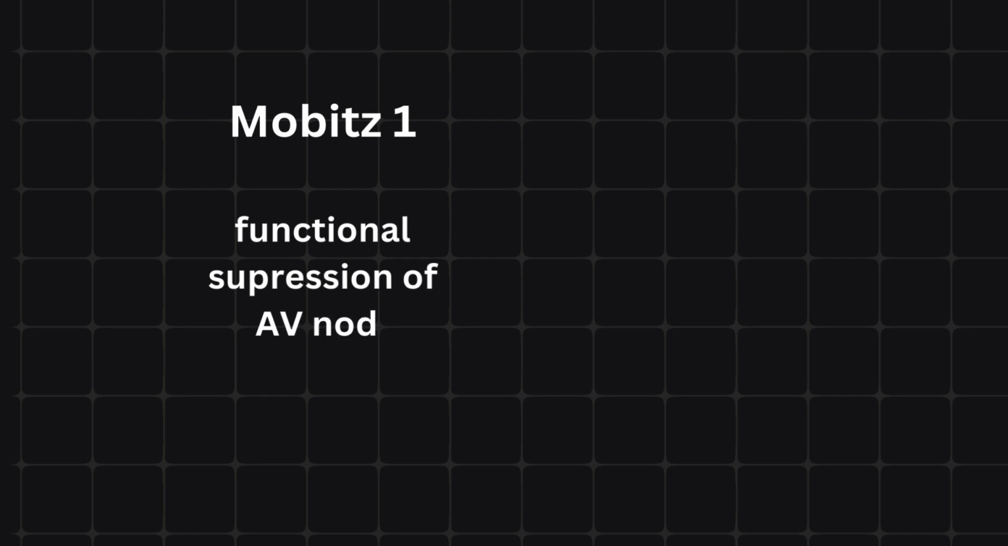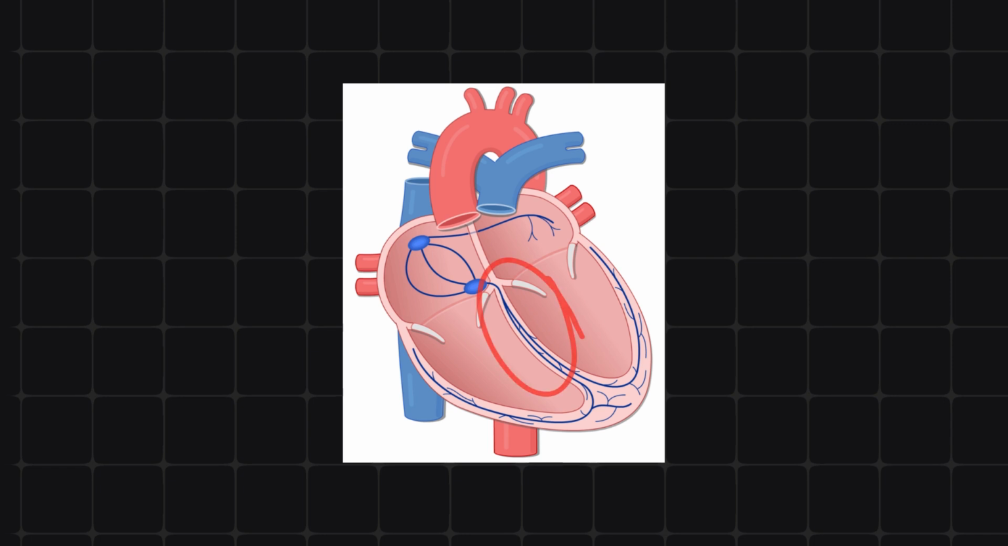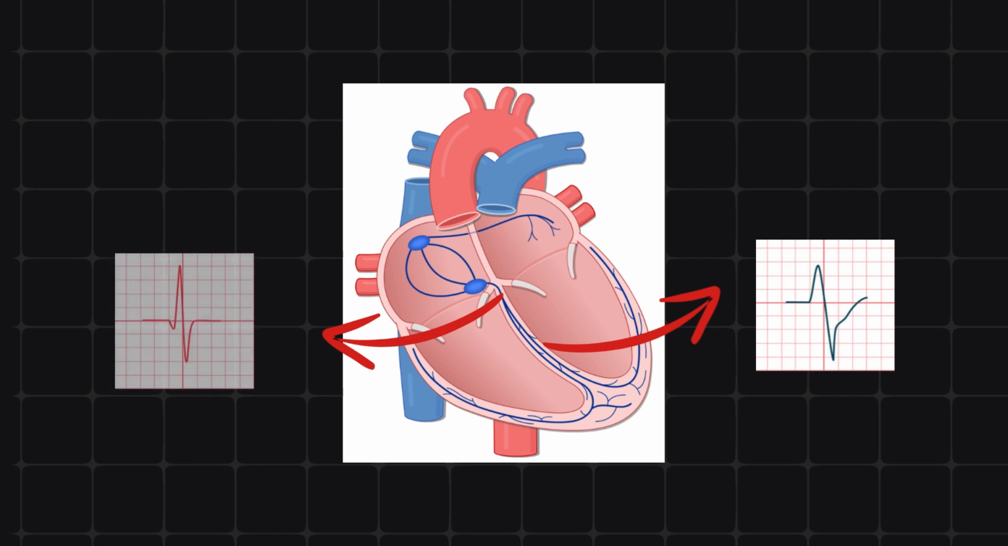While Mobitz 1 is usually due to a functional suppression of AV conduction due to drugs or reversible ischemia, Mobitz 2 is more likely to be due to structural damage to the conducting system due to infarction, fibrosis, or necrosis. Mobitz type 2 is usually due to failure of conduction at the level of the His-Purkinje system. In around 75% of cases, the conduction block is located distal to the bundle of His, producing broad QRS complexes. In the remaining 25% of cases, the conduction block is located within the His bundle itself, producing narrow QRS complexes.